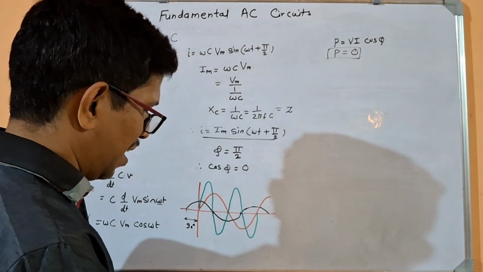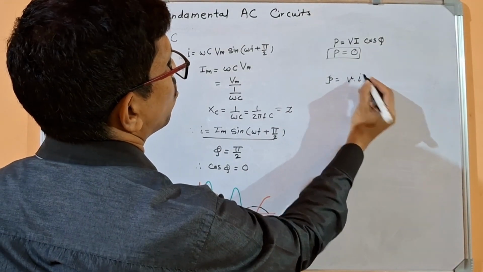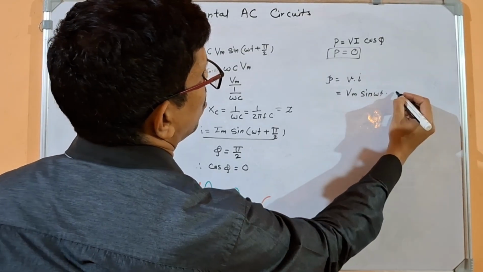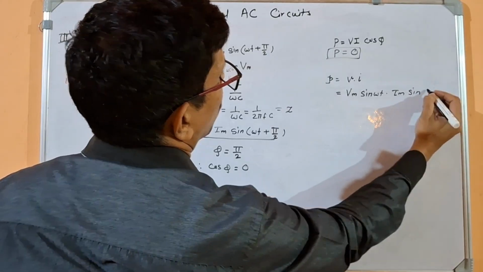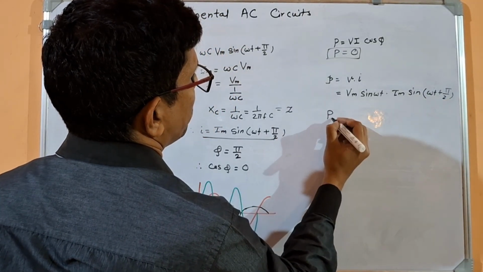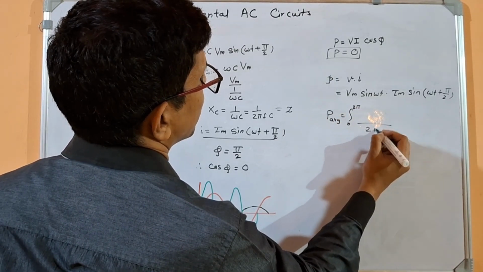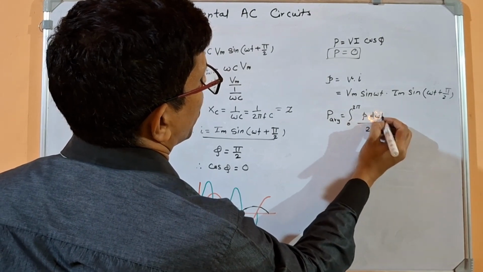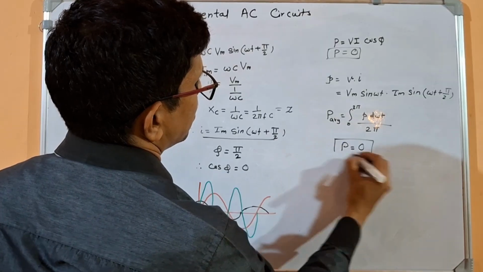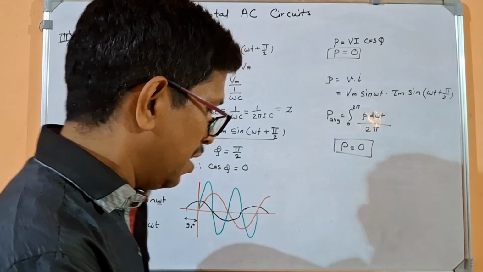And mathematically, again the same expression is there. Instantaneous power is equal to V into I, that is Vm sin omega t into Im sin(omega t plus pi by 2). And if you want to find P average, we have to integrate from 0 to 2 pi, taking the base as 2 pi, P d omega t. By solving this mathematically, this power will be 0. So this is for the pure capacitor.